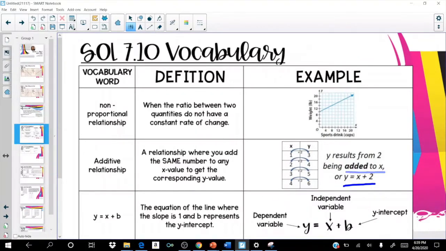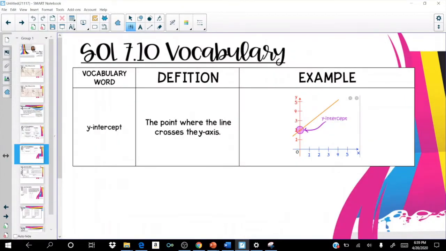Y is equal to x plus b is the equation of the line where the slope is 1 and b represents the y-intercept. The y-intercept is where your line intersects the y-axis. So y-intercept: the point where the line crosses the y-axis. As you can clearly see in our example, it does not go through the origin. It goes through the point (0, 2). That will be your y-intercept, where this line crosses the y-axis.